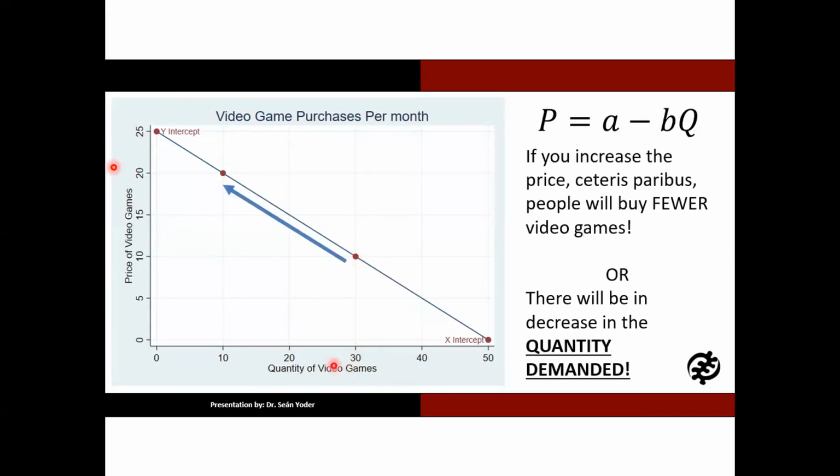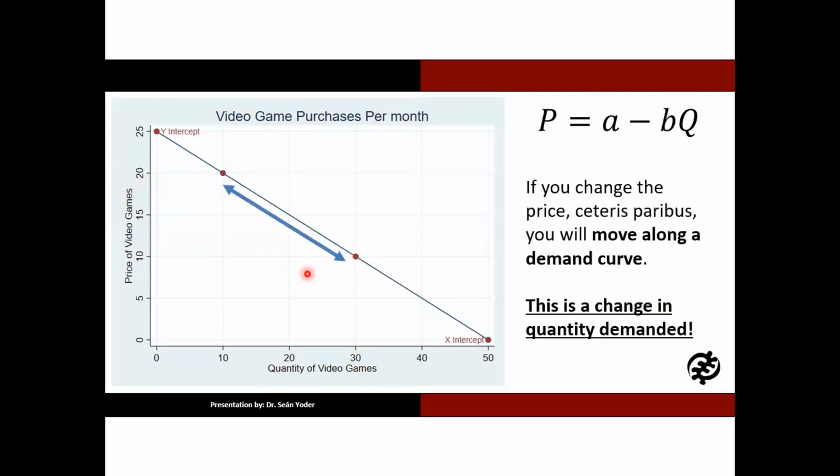Inversely, if you increase the price, if we go from 10 to 20, people will buy fewer video games. This is a decrease in quantity demanded. Again, we're moving to the left. So if you ever change the price of a product that you're analyzing, ceteris paribus, you will move up or down along an existing demand curve. We would say that there is a change in quantity demanded brought about by the price.